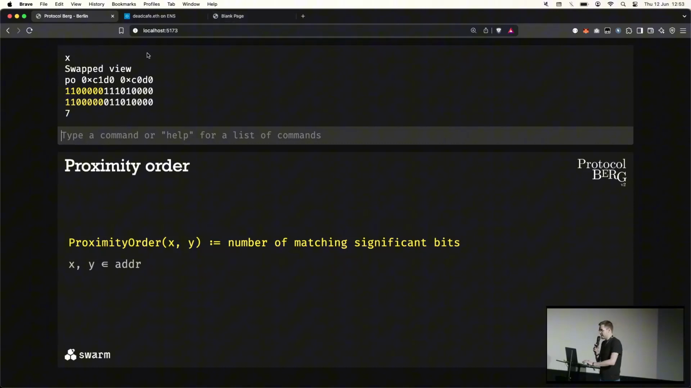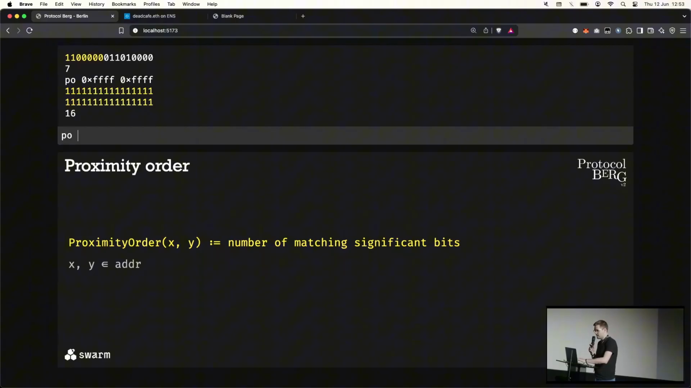So here's the binary representation of the first address, and here's the second one. And you can see that they match up until bit 9, so they have 7 matching bits. Of course, if I pass in the same address twice, I should get maximum proximity, which for 2 bytes is 16 bits. And if I pass in 2 addresses which do not share a leading bit, I should be getting 0.